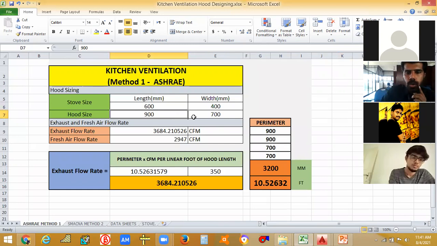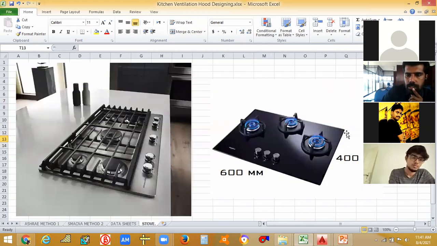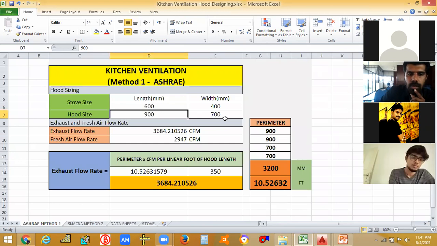Okay. So what will be the width of the hood? See, width is 400. So here 150 front side and here 150 back side. So 400 plus 150 plus 150. How much? 400 plus 300, 700. Correct. So hood size is 700.